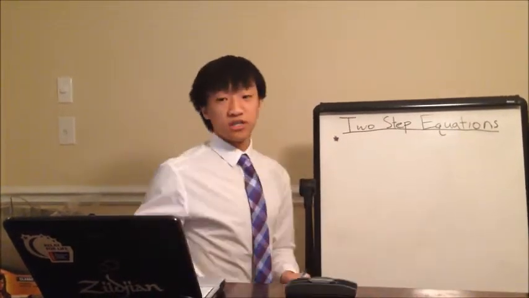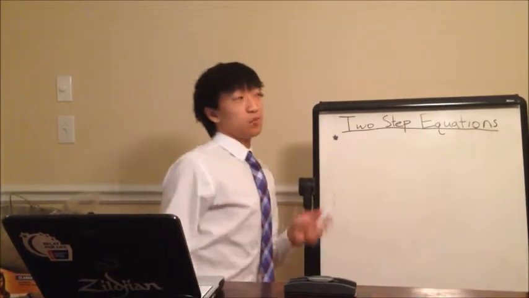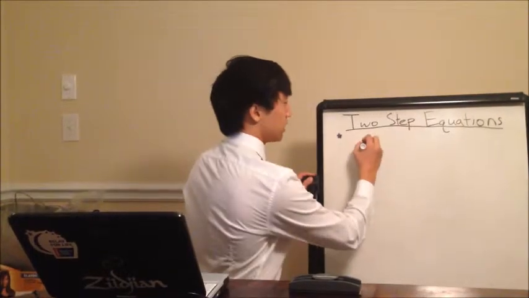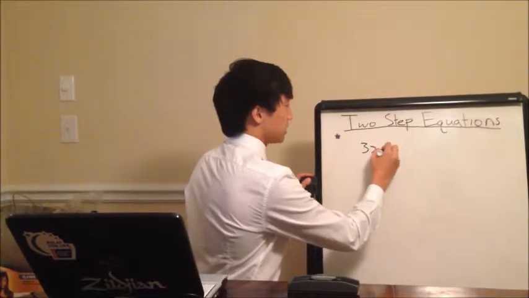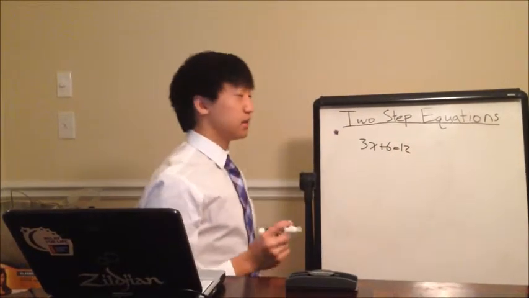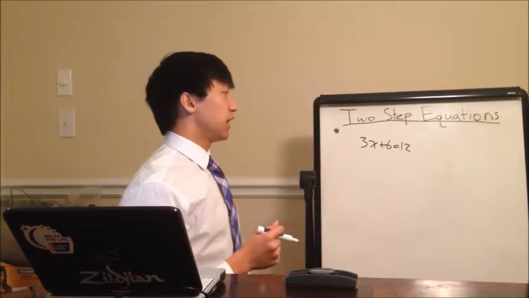Now a two-step equation is solved the same way as a one-step equation, except we're going to have to use two inverse operations to solve it. So it'll look slightly more complex. 3x plus 6 equals 12. In this case, we are still going to look for which side the variable is on.